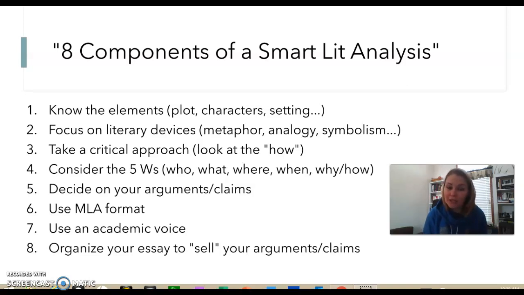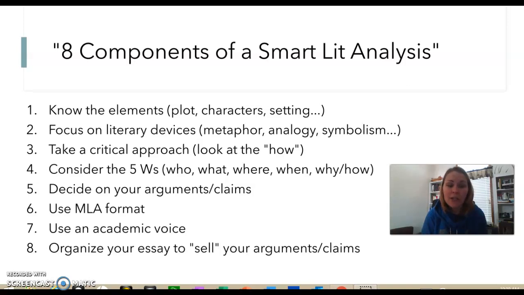The fourth component is that you do need to look at the 5 W's. So you will look at who was involved, what was happening, where it took place, when it took place, why something happened, and then of course that brings us to the how the author created all those elements. The fifth component is that you'll decide on your arguments depending upon your prompt, and we'll get into that in the next week or so.